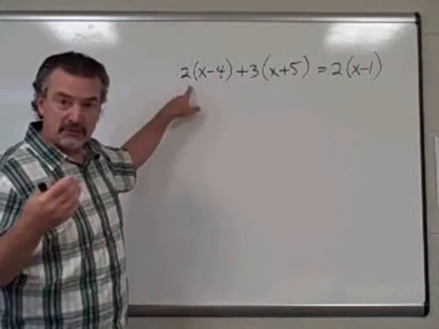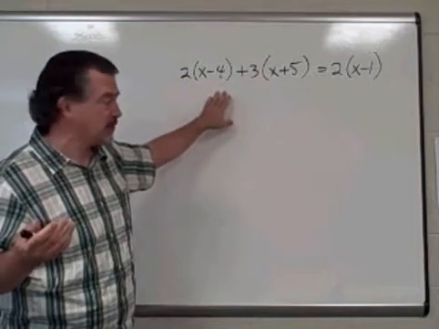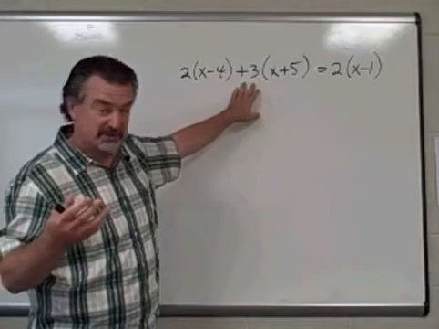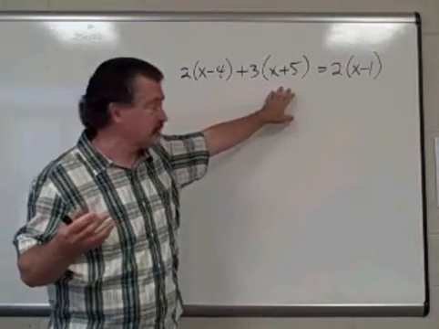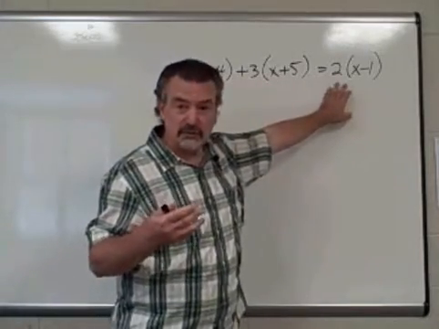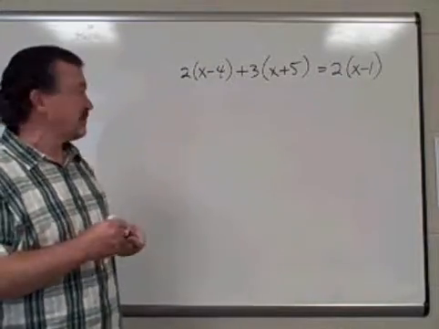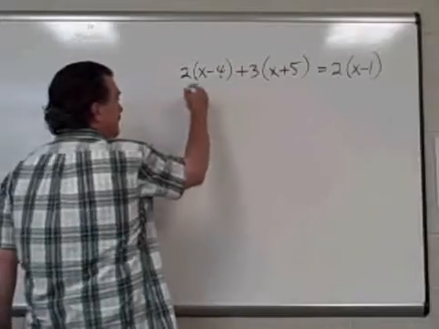Here I'll distribute the multiplication of 2 over these two terms. Here I'll distribute the multiplication of, we'll think of it as plus 3 multiplied times those two terms, and here a 2 multiplied times those two terms. That will remove the parentheses for us.